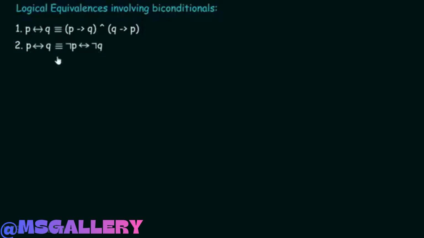Let's rewrite this statement as P implies Q and Q implies P. Now P implies Q can be rewritten as not Q implies not P. This is the contrapositive of P implies Q. They both are equivalent, right? So we can replace this P implies Q with not Q implies not P. And we can similarly replace Q implies P with not P implies not Q.